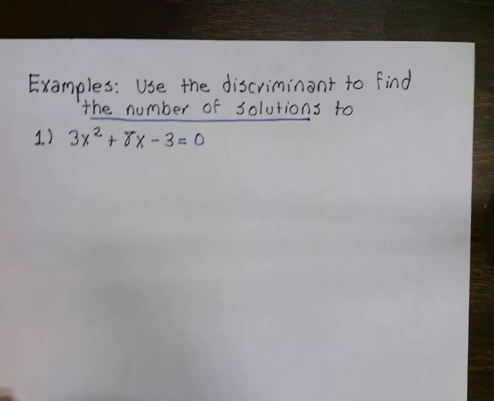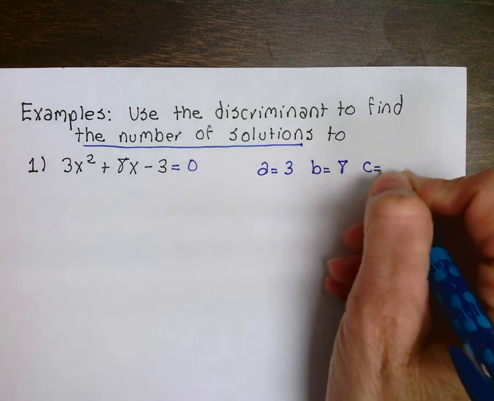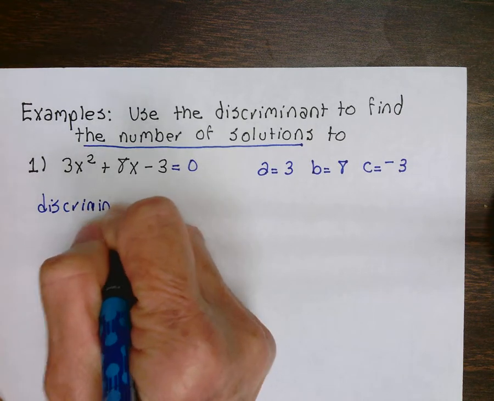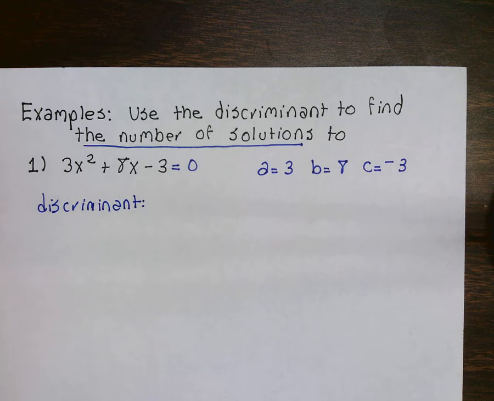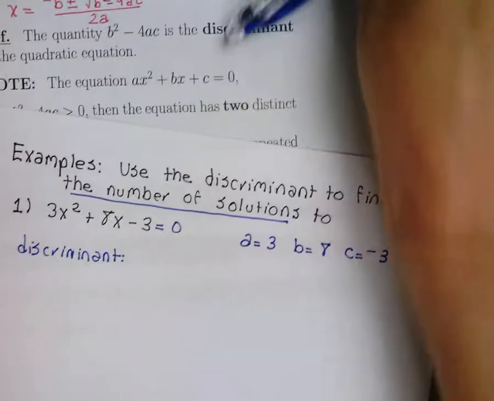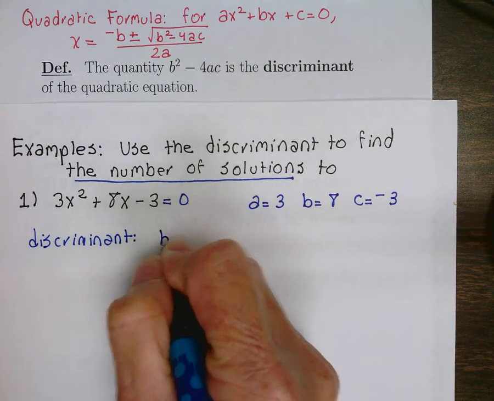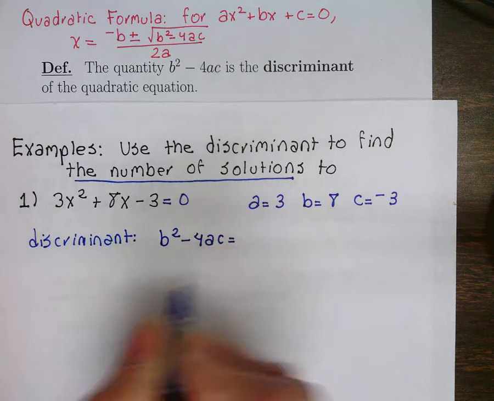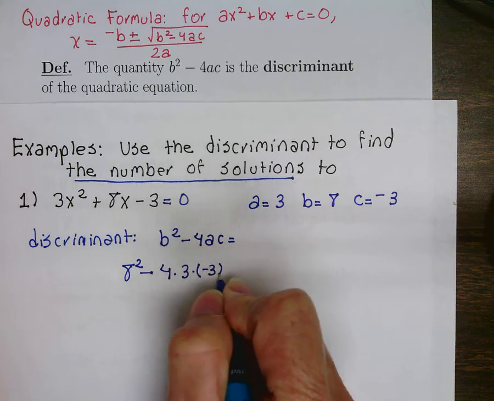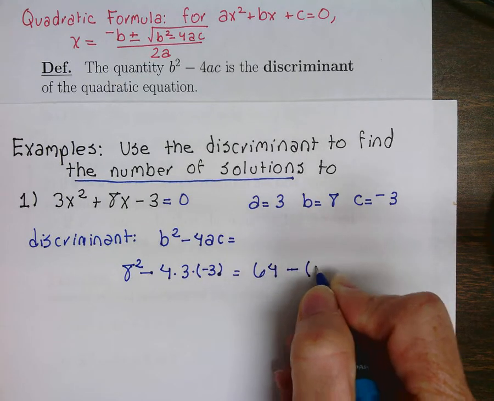This one is already in the correct form, so I see that A equals 3, B equals 8, C equals negative 3. So what's the discriminant? If you remember, the discriminant is b squared minus 4ac. In this case that's equal to 8 squared minus 4 times 3 times negative 3, which is 64 minus a negative 36.